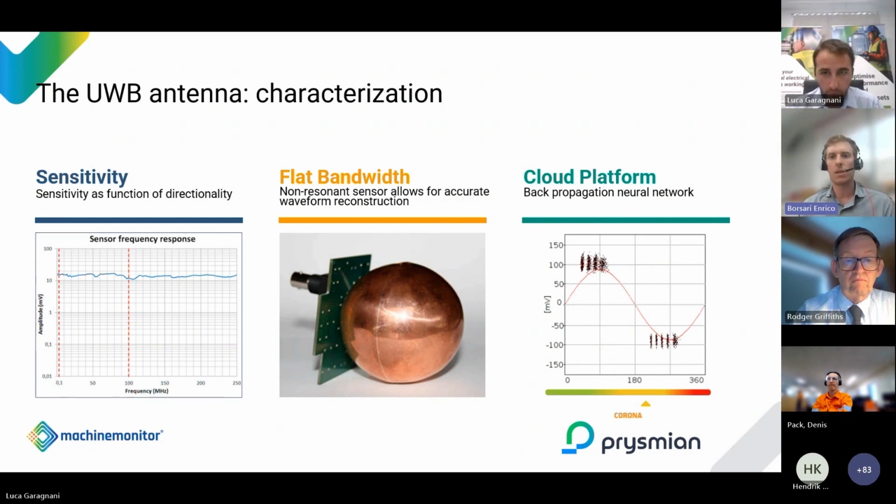Last but not least, the cloud platform. Whenever we have doubts on our measurements carried out on site, we simply feed the measurement to a cloud platform, again built around this sensor. The cloud platform gives us a reply on the severity and on the type of the partial discharge that we found on site. So these were the main features of the device.